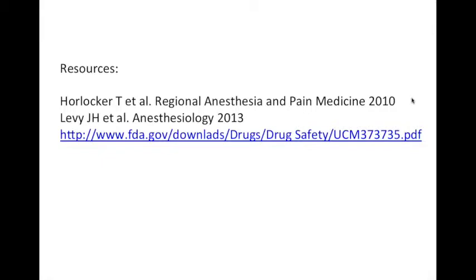The consensus statement from the Regional Anesthesia and Pain Medicine of 2010. Levy wrote a very interesting and helpful paper in Anesthesiology in 2003 on the perioperative impact of these newer anticoagulants. And this, from the Food and Drug Administration, is a website on some of these drugs and drug safety. And with that, I'm going to stop and take any questions people have.